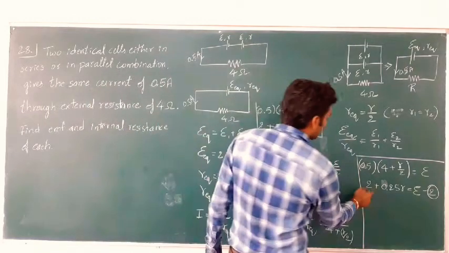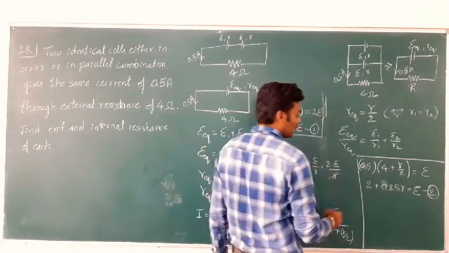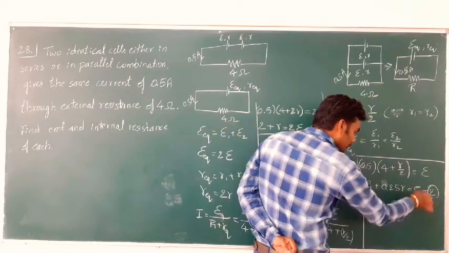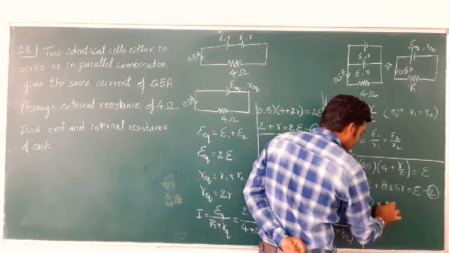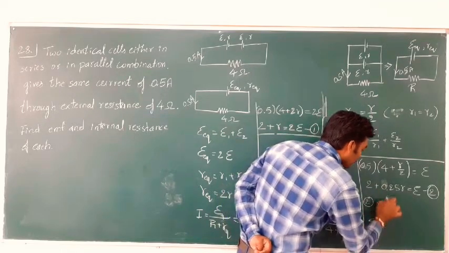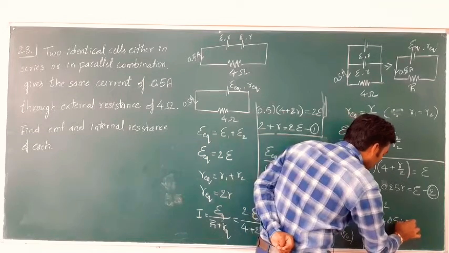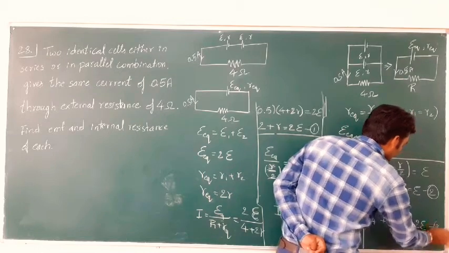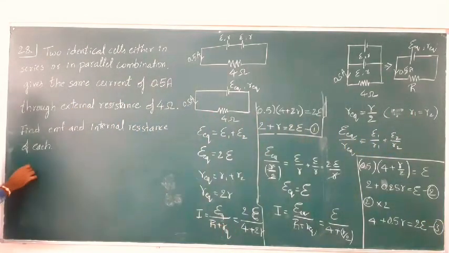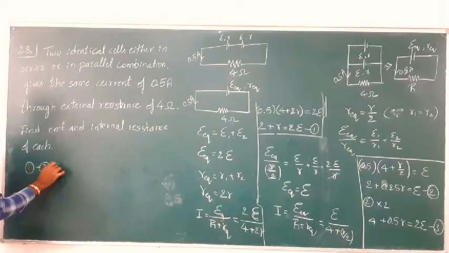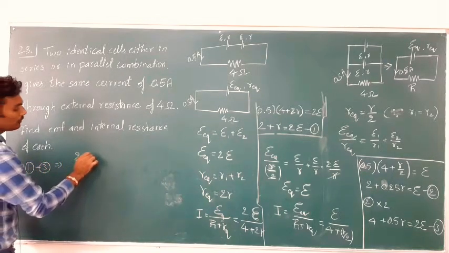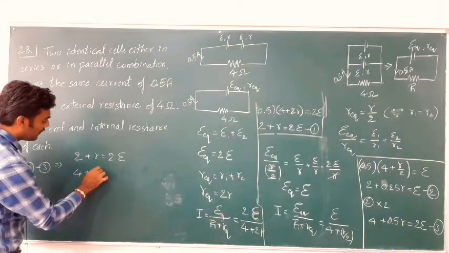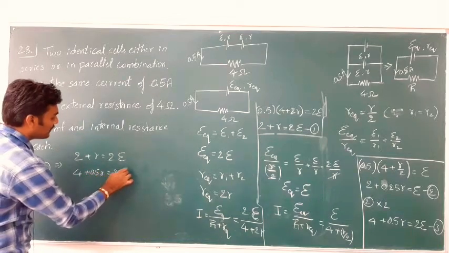Let me multiply this equation by 2 to get small r first. Multiplying equation 2 by 2, equation 2 into 2 will give me 4 plus 0.5r is equal to 2E. Let me call this equation 3. So now equation 1 minus equation 3: 2 plus r is equal to 2E, and 4 plus 0.5r is equal to 2E.